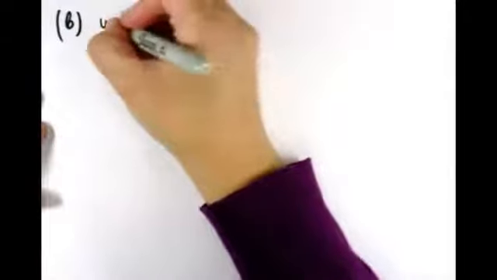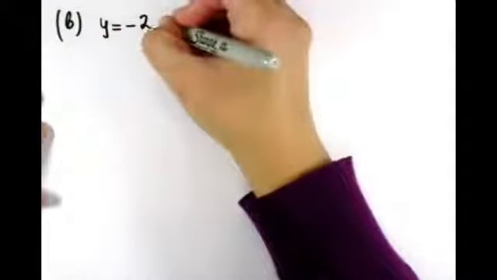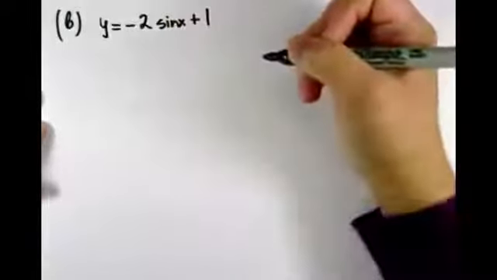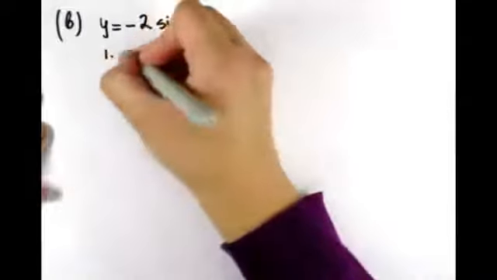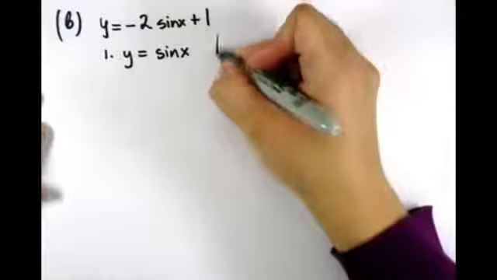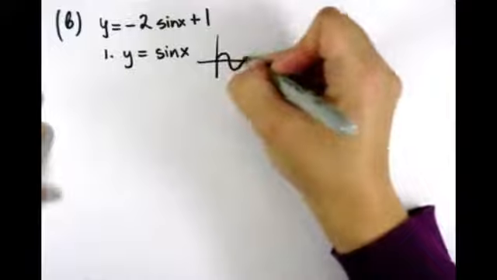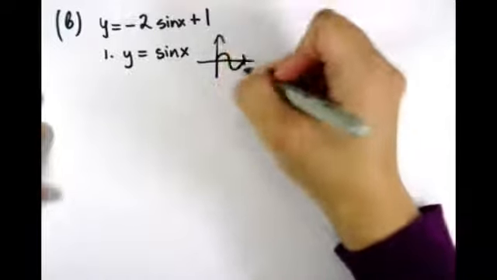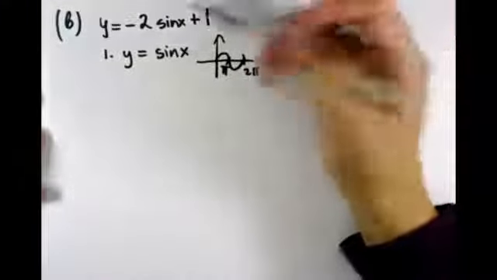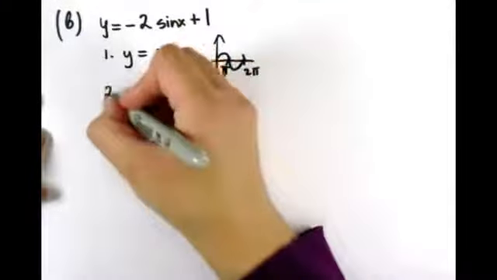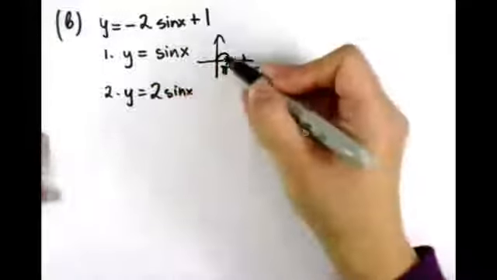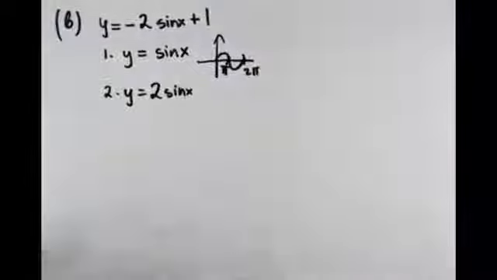We have y is equal to minus 2 sine x plus 1. So using transformations, I would start with the graph y is equal to sine x. The graph has an S shape. Here is 2 pi, in the middle is pi. Then I would use the 2. So we have y is equal to 2 sine x. So the graph is expanded.